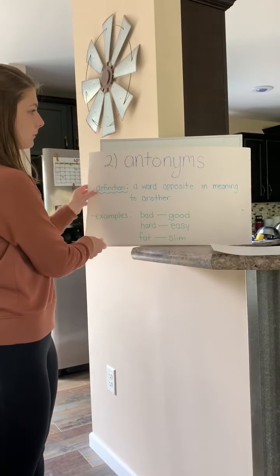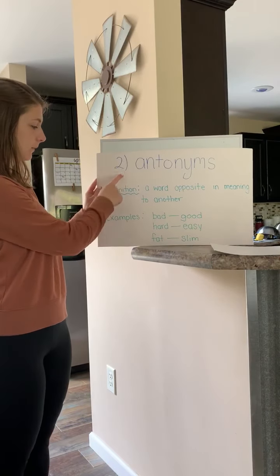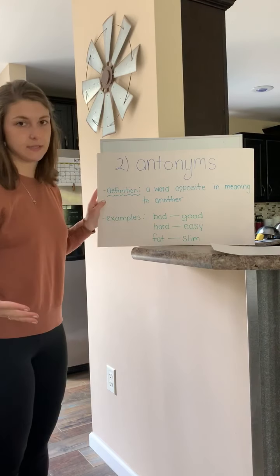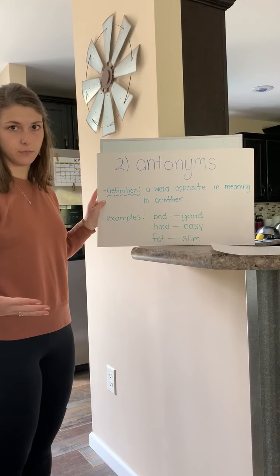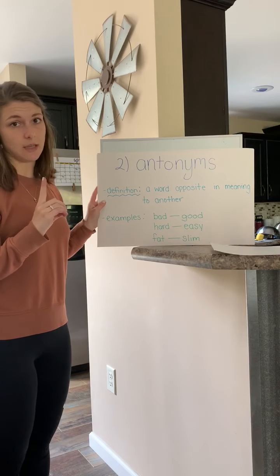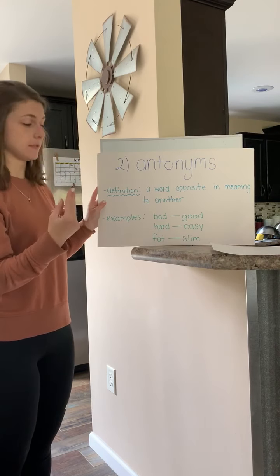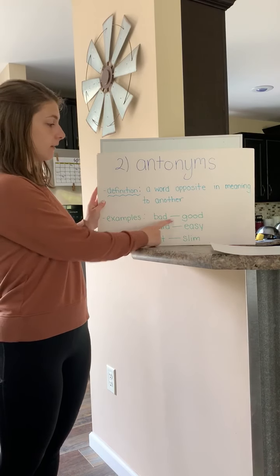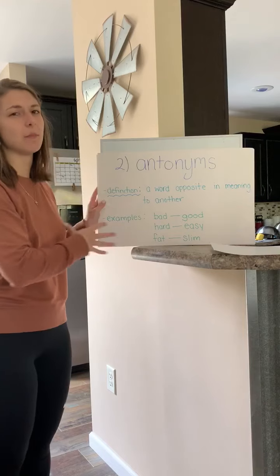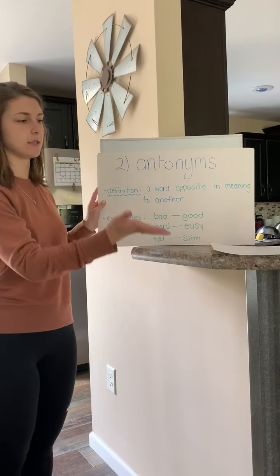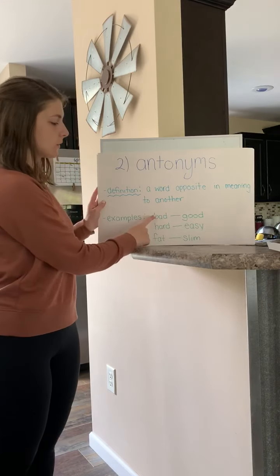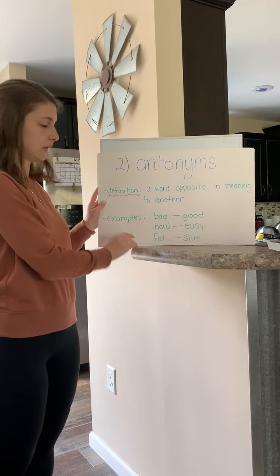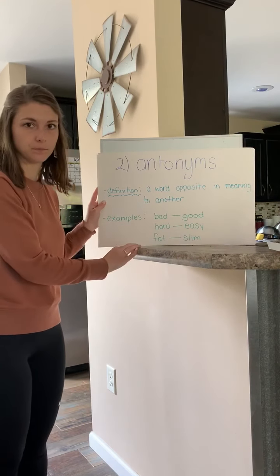The next word is antonyms. So the definition of antonyms is a word opposite in meaning to another. So there's synonyms that mean the same, and there's antonyms that are opposite. Some examples of antonyms: bad and good. These cannot be used interchangeably in a sentence like synonyms can. Okay, so bad and good, hard and easy, fat and slim.